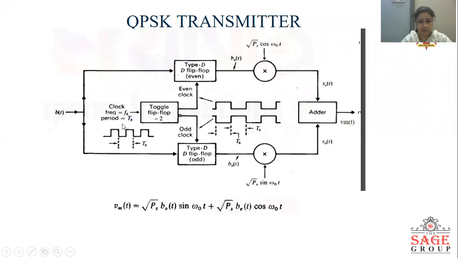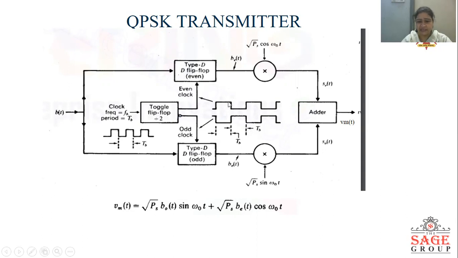That means the period of the clock signal which is given to the toggle flip-flop is TB. Here we can see this is the clock signal and the time period of the clock signal is TB. So we can say the clock frequency is FB. Now this toggle flip-flop will act as a frequency divider. It will generate two outputs Q and Q bar. Q and Q bar are complements of each other. Q will be given as clock to the even D flip-flop and Q bar will be given as clock to the odd D flip-flop.